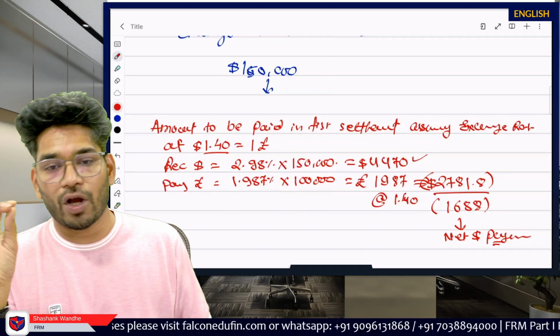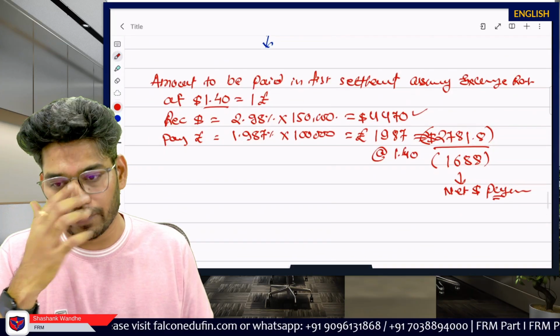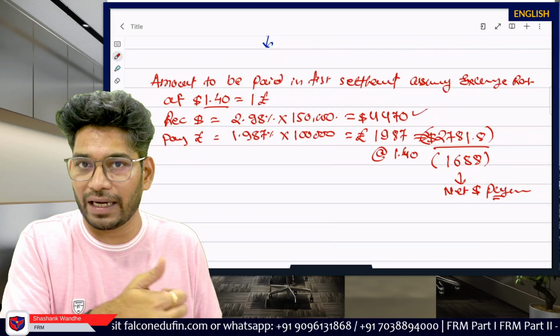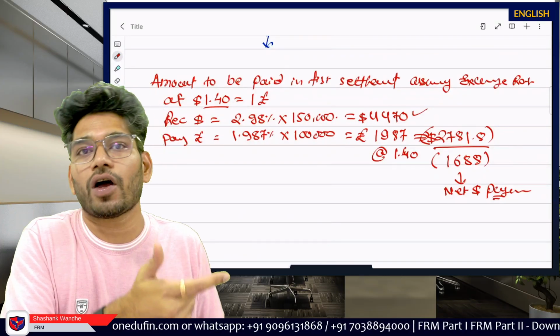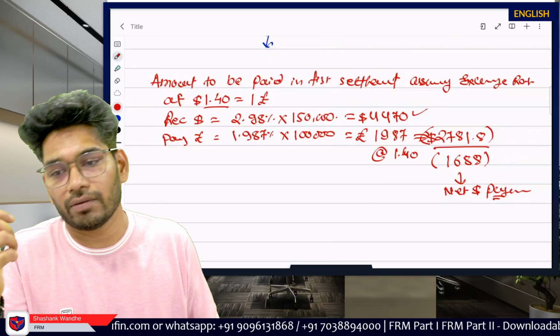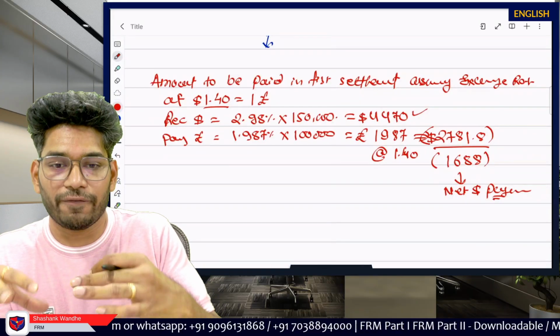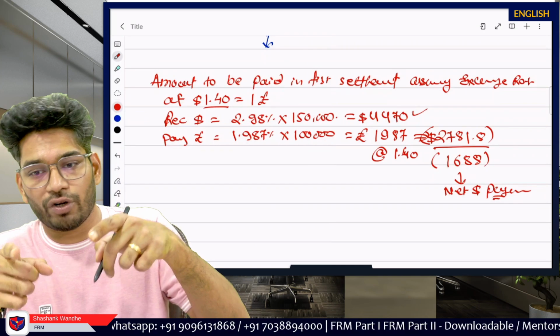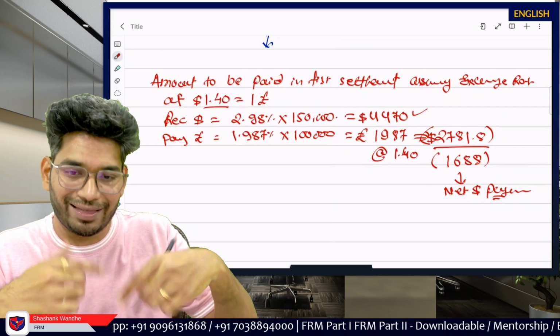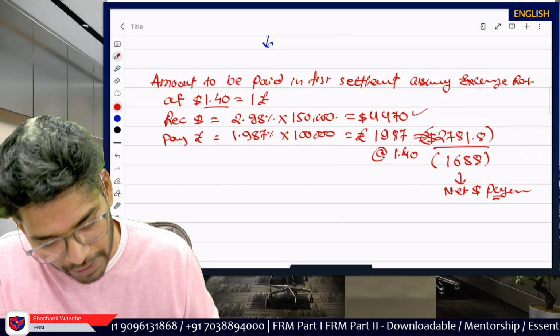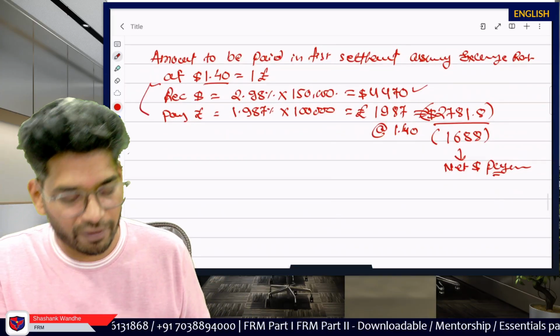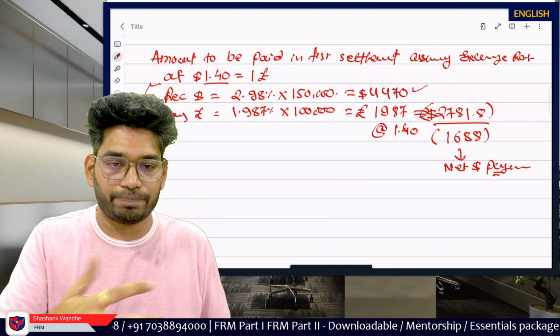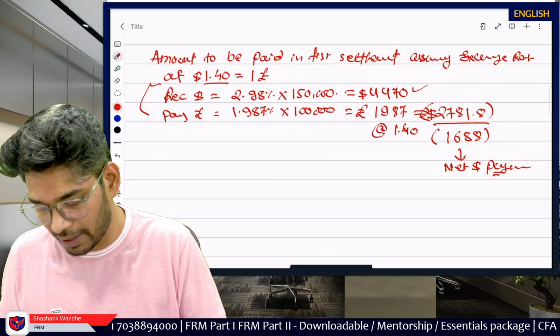Now in the exam you have to focus on what the question is. Is it the dollar payment calculation? Is it the net dollar payment calculation? Or is it from the pound side? If it is from the pound side, then you have to convert the dollar into pounds and then solve the answer. Okay. So this is about how the payments will be exchanged. The interest rate part will be exchanged.